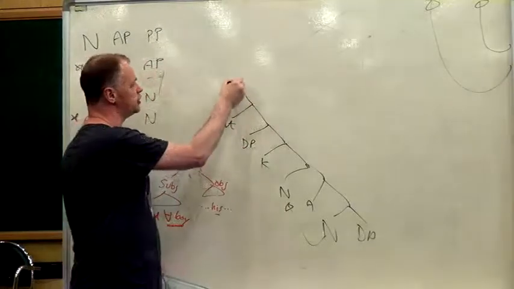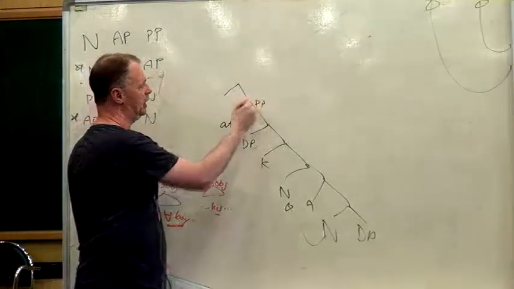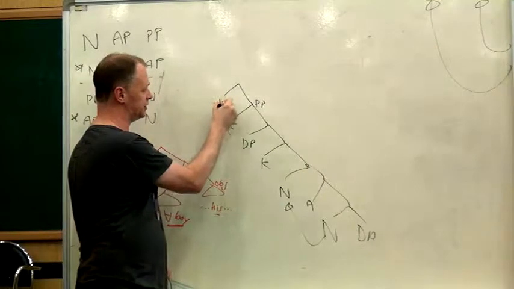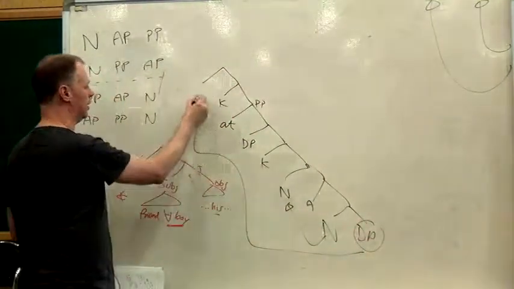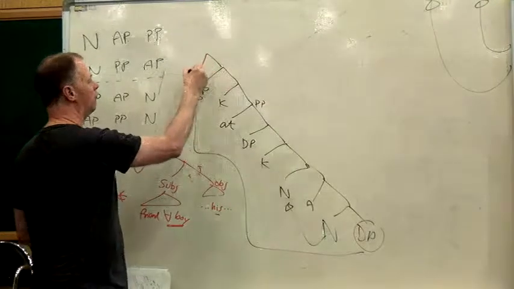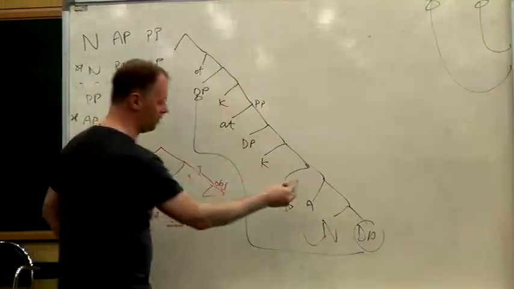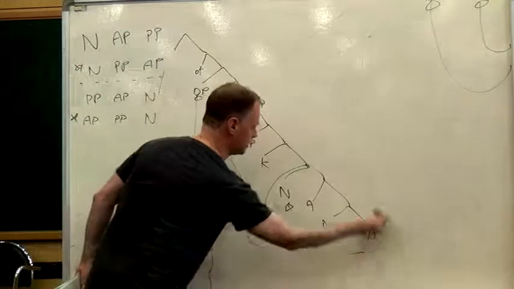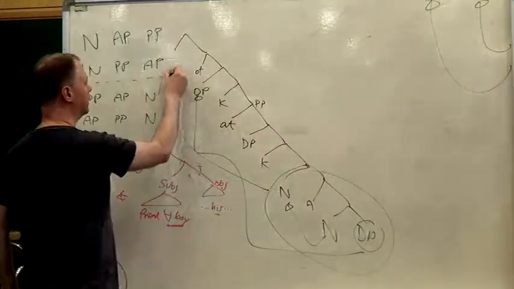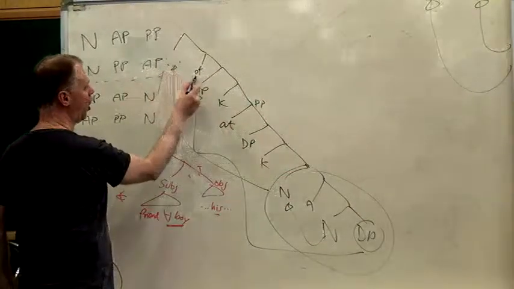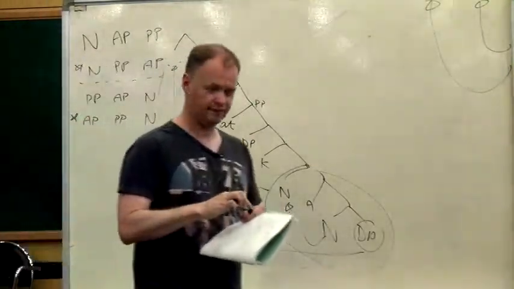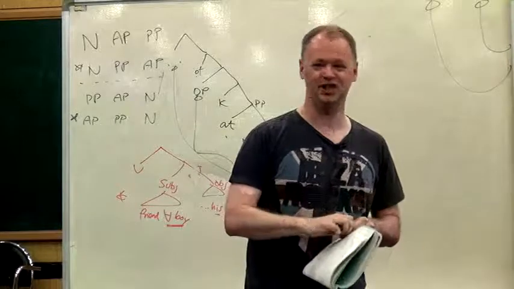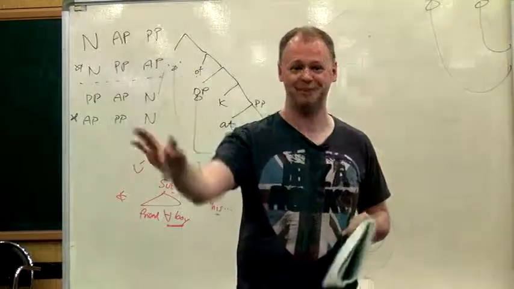And then what you would do is put in the case licenser, that's a PP now, right? Then you put in the case licenser for this, you'd raise this into this position here, you'd put in the "of", and then you'd remnant move this into the top bit. And that would give us NA of DP at DP. Right? You don't need to like this. I'm just telling you that it's a possible way of doing it.